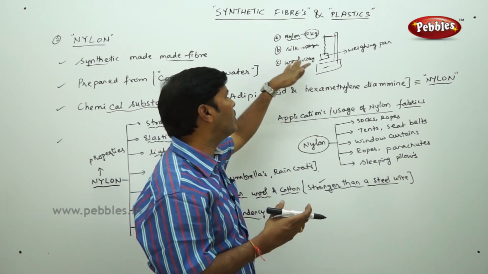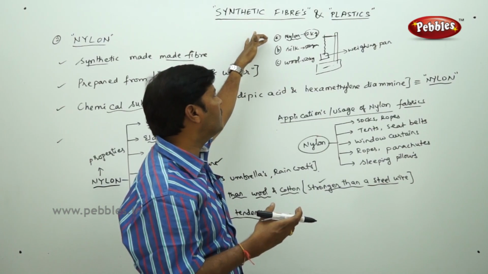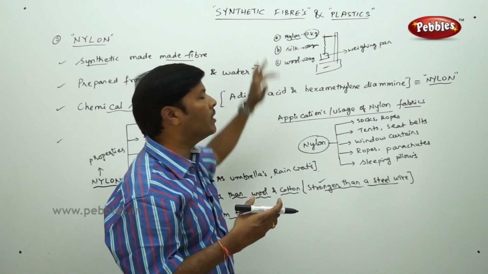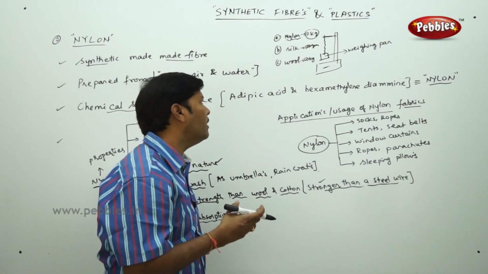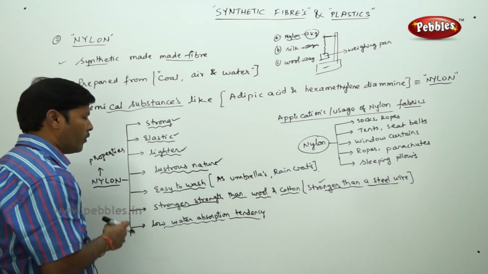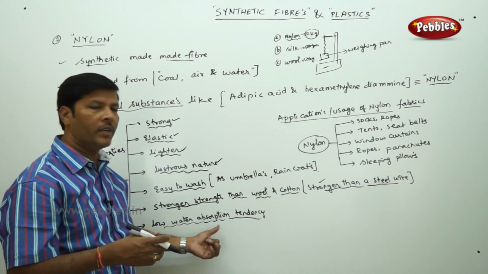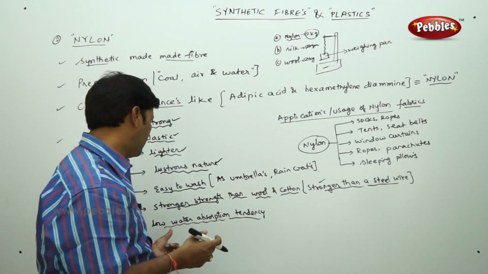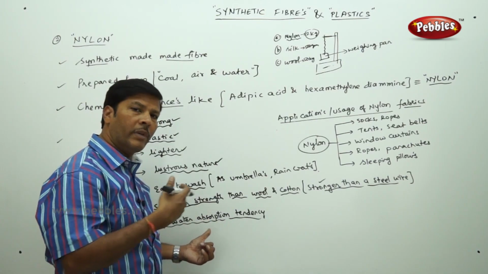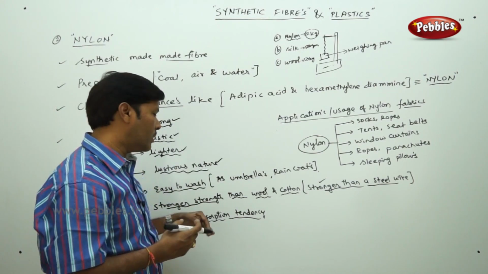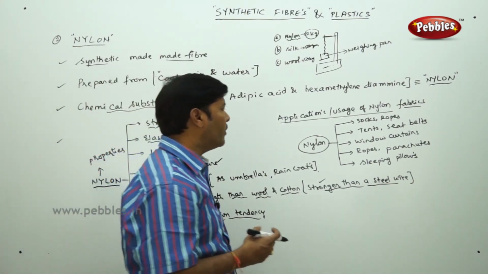So this is a small experiment to prove that synthetic fibers have more advantage over natural fibers like silk and wool. So this is one important point which you have to keep in your mind. And of course, if you take the water absorbing tendency, because of its high tendency to repel water, or its low tendency of absorption of water, it is always used as a rainproof material.